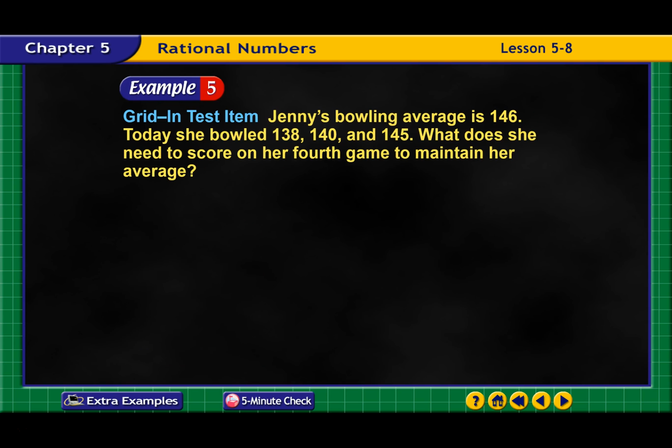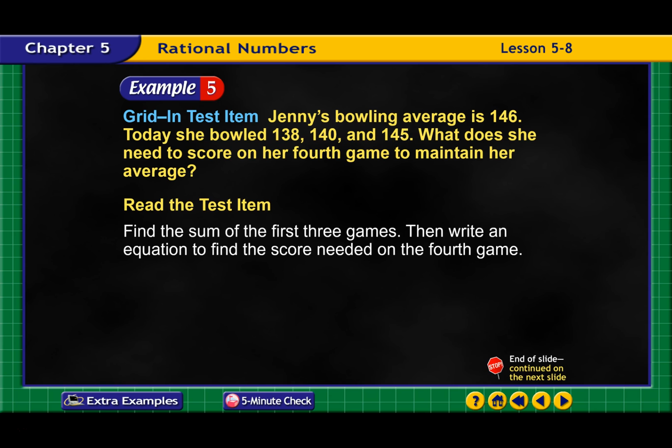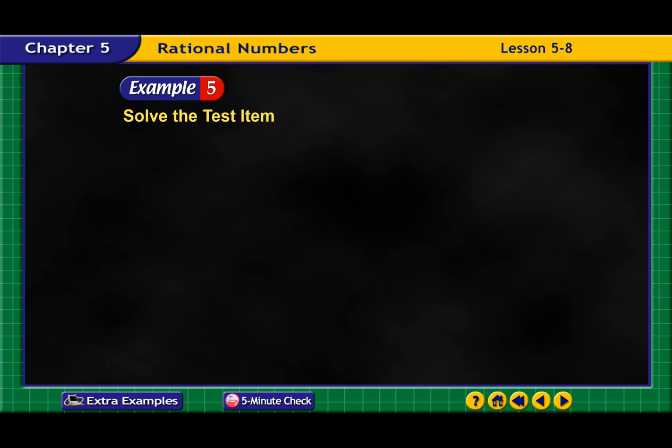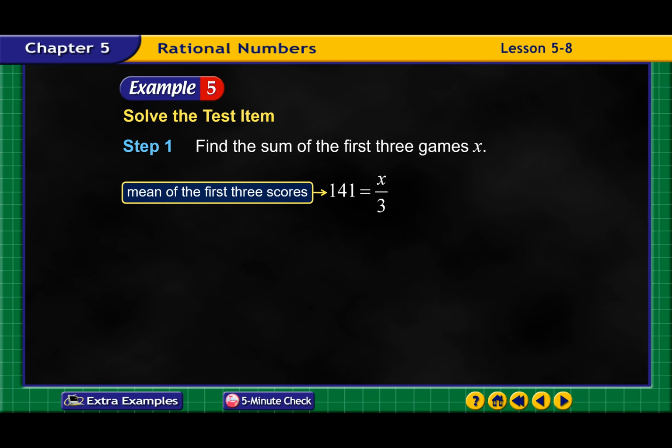All right, Johnny's bowling average is this. Today she bowled these 3. What does this net score say about the 4th game to maintain her average? So how much does she need to score in the 4th one to maintain her average? All 3 of these are below. So first we read it, find the sum of the first 3 games, then write the equation needed for the 4th game. So first we find the sum of the first 3 games. So 141. So the mean of her first 3 scores is 141.